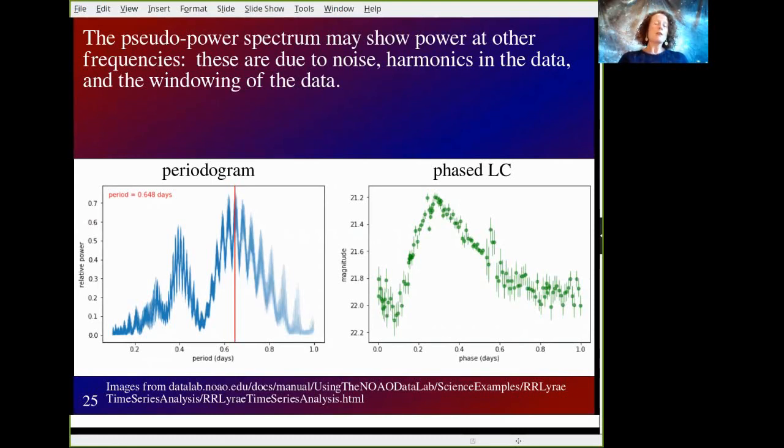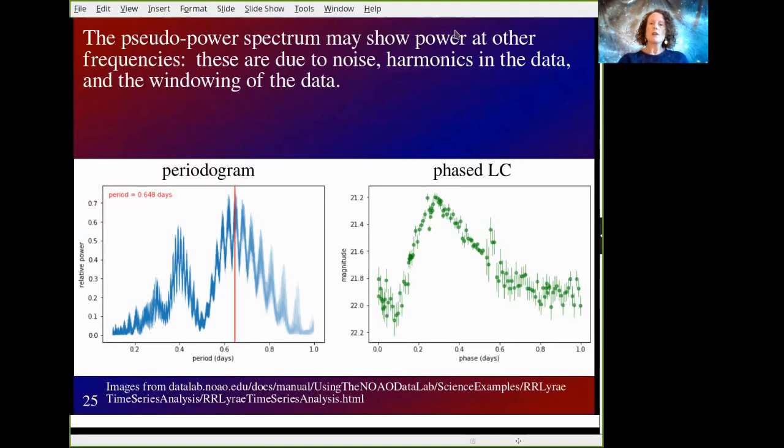If you can observe pretty much all night for 12 hours and then you have daytime off, then you will have a 12-hour periodicity. That's the windowing of the data. And so this is something that you have to watch out for, and it can be very difficult to distinguish whether you've actually got an object that varies on a time scale of 12 hours or 24 hours, or if that's just an artifact of the data.